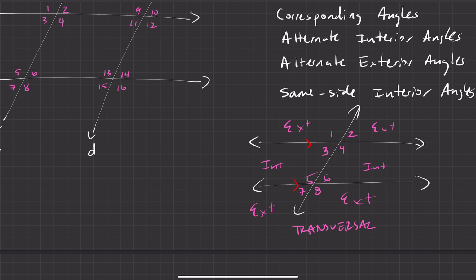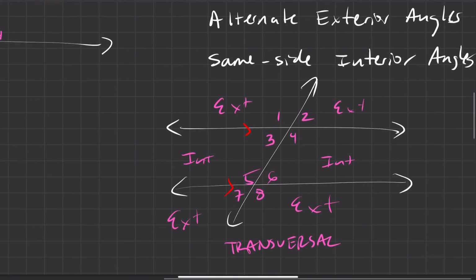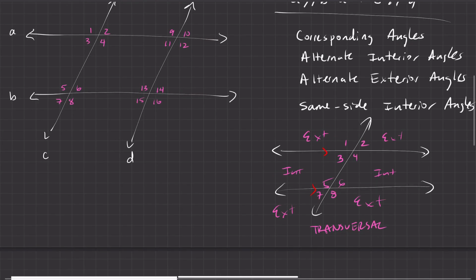So alternate exterior angles. Same side interior angles, well, it's in the name. They're on the same side of the transversal, and they're both in the interior of the parallel lines. So 4 and 6, they are on the same side, and they're both on the inside. 3 and 5 are also same side interior angles, okay?